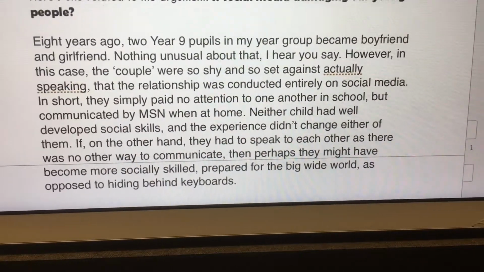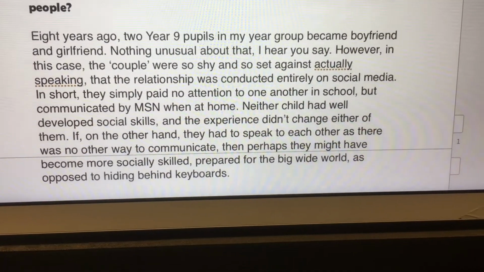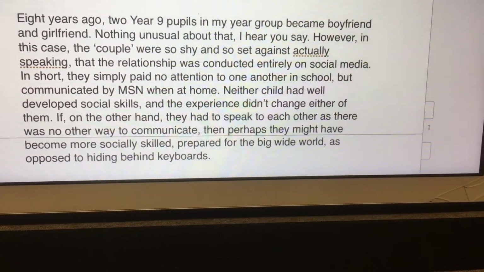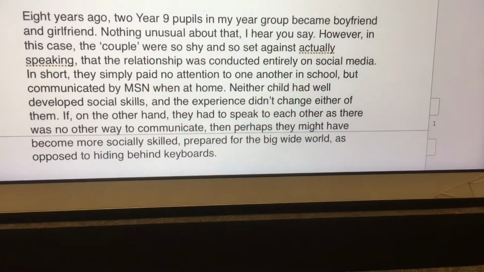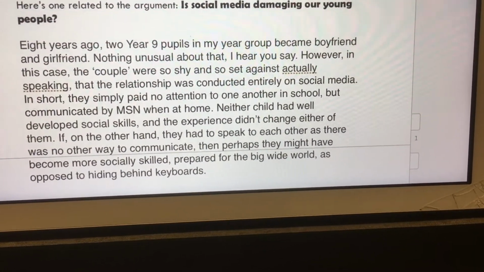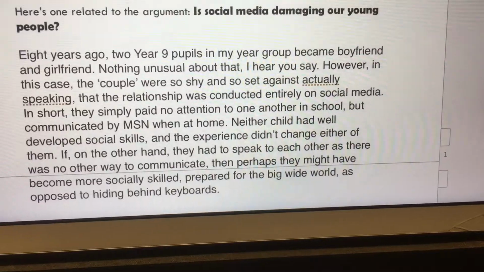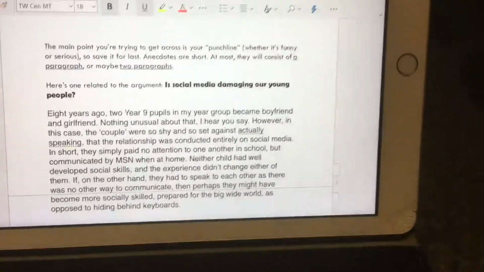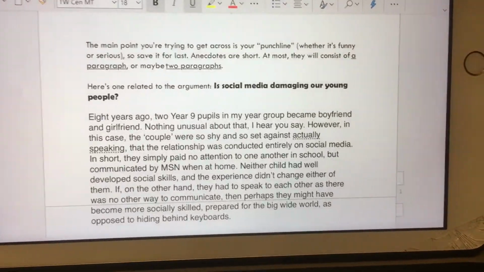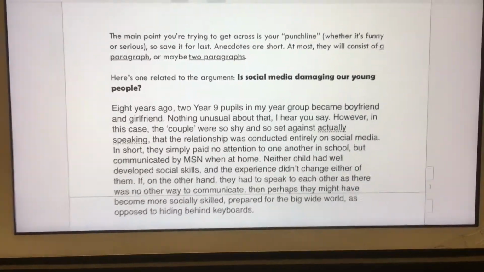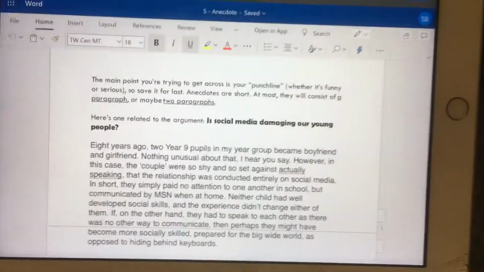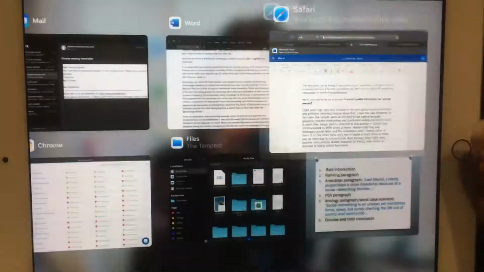Neither child had well-developed social skills, and experience didn't change either of them. If, on the other hand, they had to speak to each other as there's no other way to communicate, then perhaps they might have become more socially skilled, prepared for the big wide world, as opposed to hiding behind keyboards. So you can see the anecdote supports my argument that social media is damaging for young people. That's an example of an anecdotal paragraph. Now, let's go back to the structure for a second.